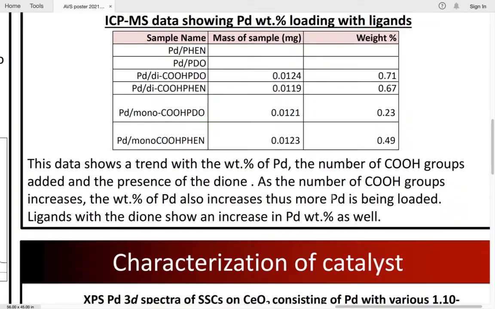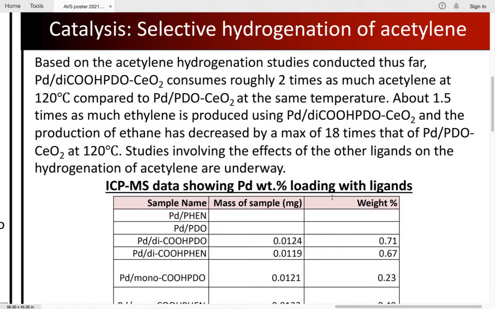Here I've highlighted the actual hydrogenation catalysis data. I'd like to note that dicarboxy PDO roughly consumes about 2 times as much acetylene at 120 degrees Celsius in comparison to PDO at the same temperature. Also, the amount of ethylene produced increases by about 1.5 times, and the amount of ethane produced decreased by 18 times with dicarboxy PDO over just plain PDO at 120 degrees Celsius.